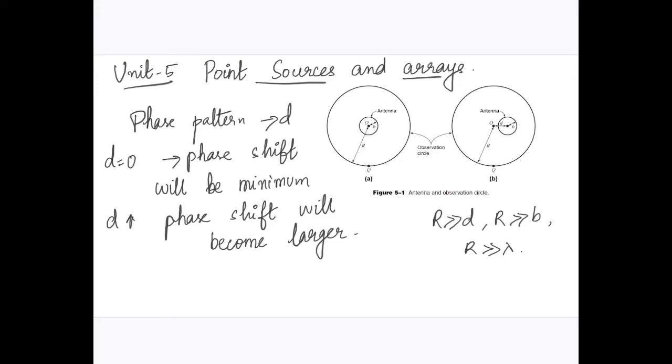Dear all, this video discusses point sources and arrays. Point sources are sources which are physically very big, but depending upon the point from which they are viewed, they look like a point in space. Basically, when you consider point sources, they are considered to be isotropic in nature.